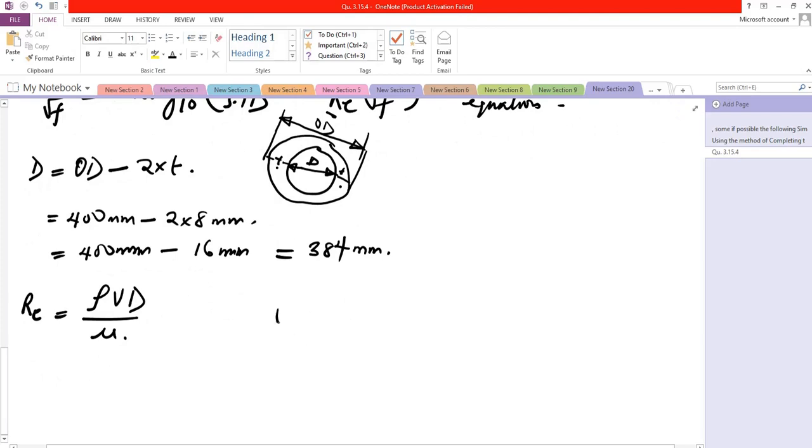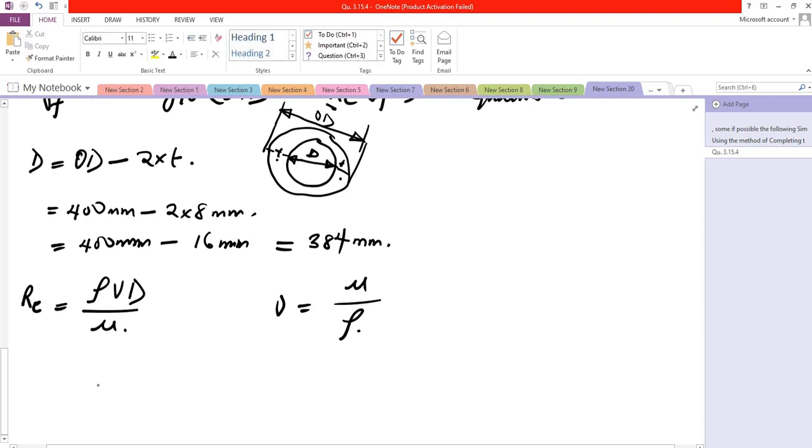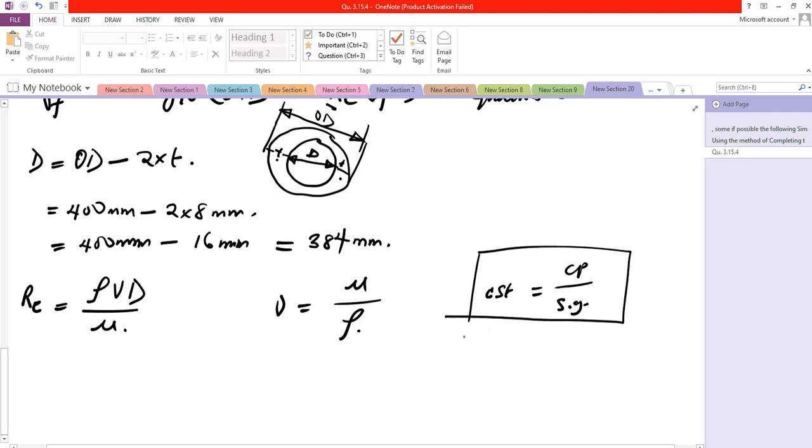Now kinematic viscosity is the same thing as absolute viscosity divided by density of the fluid. Or if the kinematic viscosity is in Stokes, the absolute viscosity is in centipoise divided by the specific gravity. So with this relationship you can also get it.